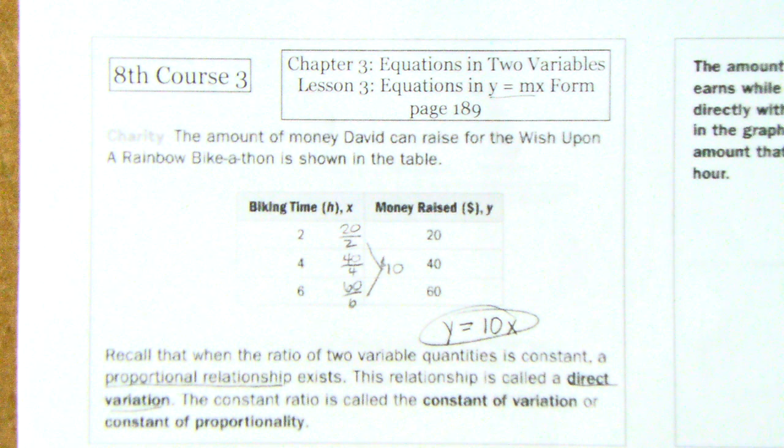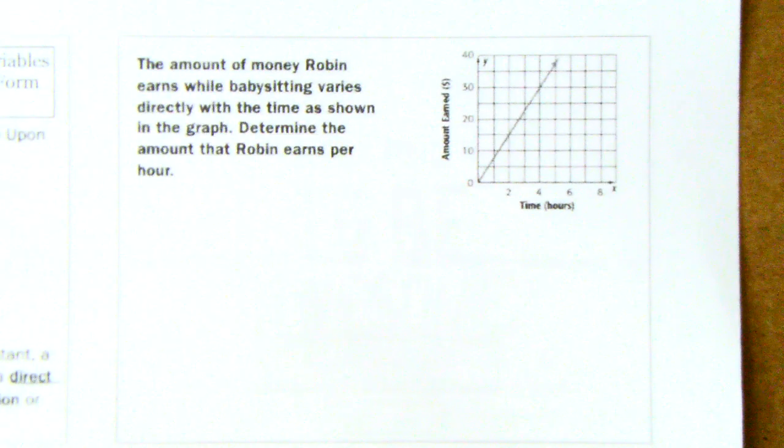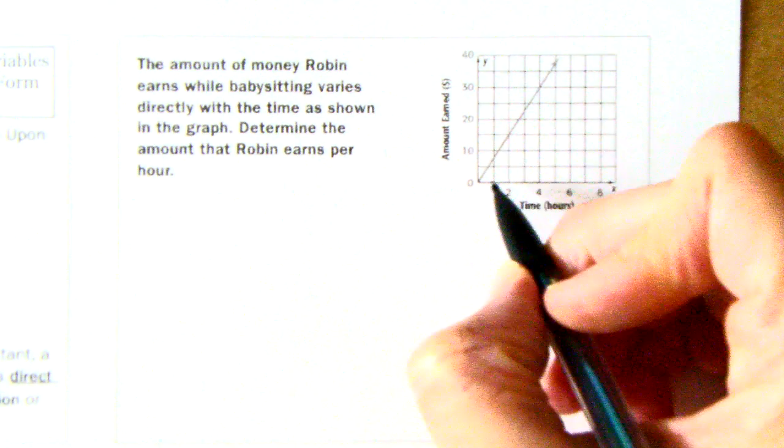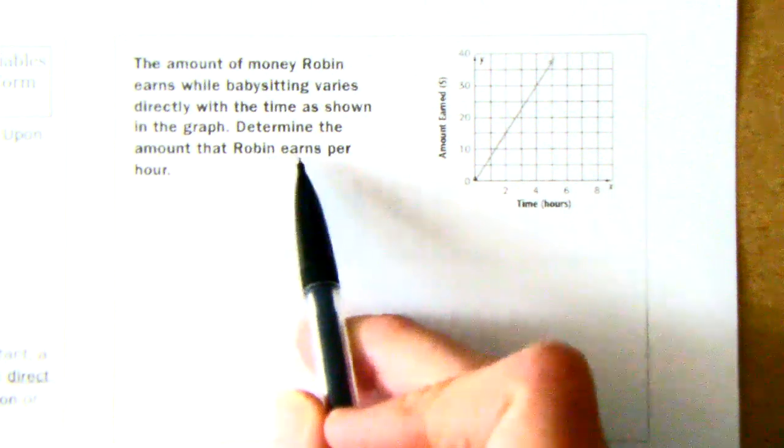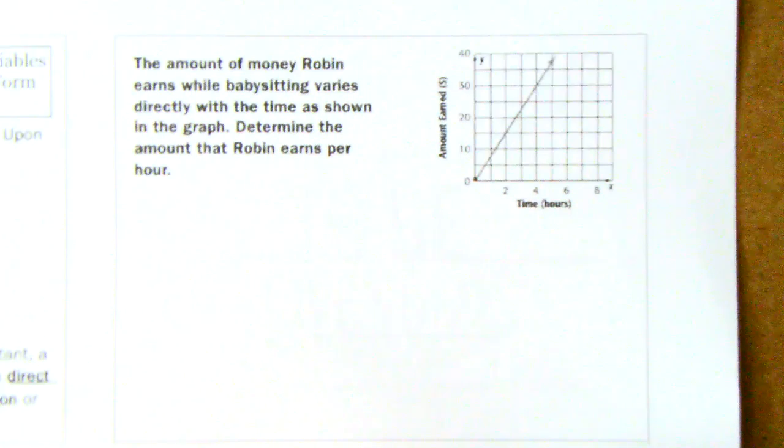Okay, so let's look at it on a graph. Lesson slide number 2. The amount of money Robin earns while babysitting varies directly with time, as shown in the graph. So money varies directly with time. Makes sense. The more time she works, the more money she makes. If we look at the graph, we notice not only is it linear, but it also is proportional because it goes through the origin. And it asks us a simple question: what does Robin earn per hour?